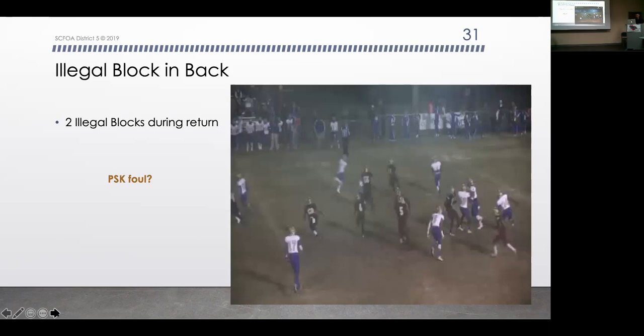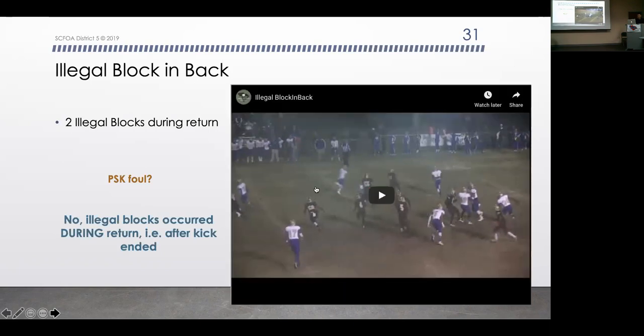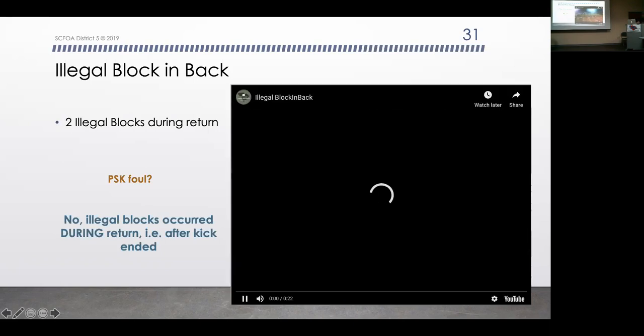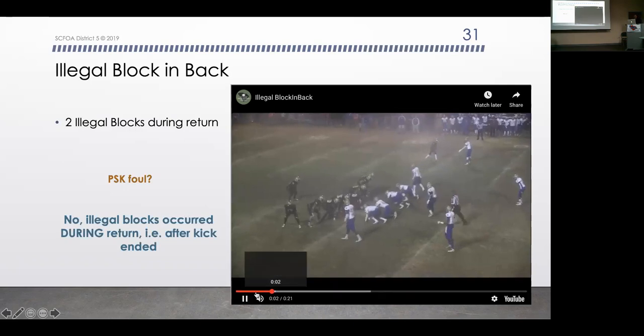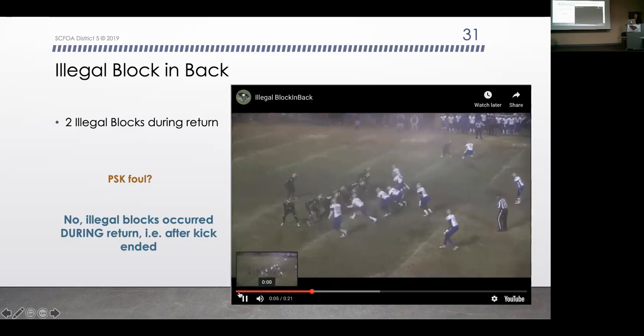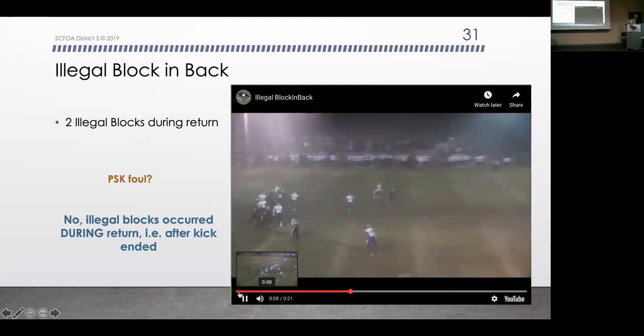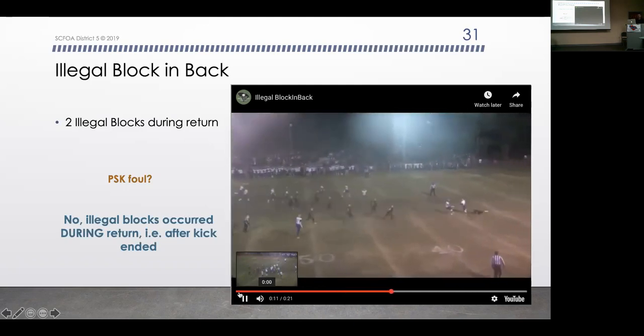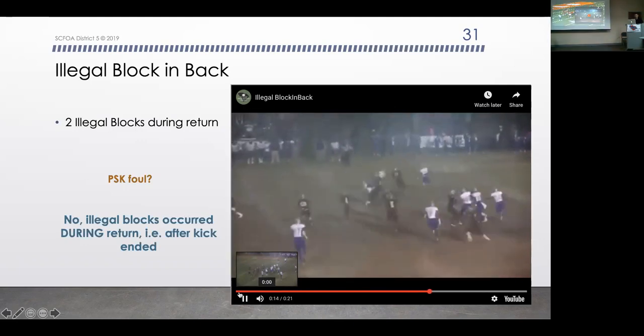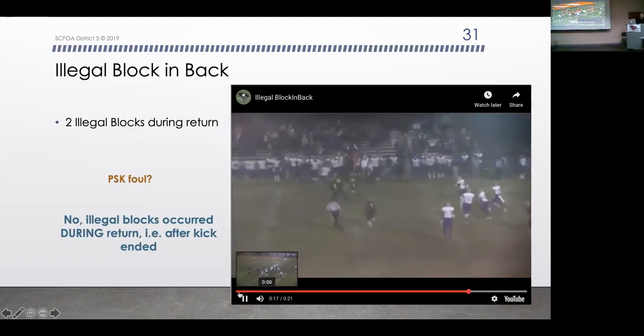All right. This is where I call it filming. Oh, there's two. A whole bunch of them. Now, are these PSK fouls? No, they're just in the run, after the kick ended, basically. All right, so focus on that receiver up at the top.